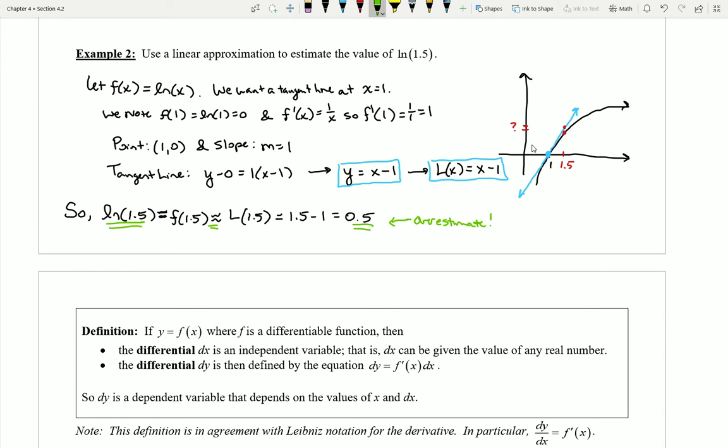And I can just easily tell that from the picture. So I would predict that when I go to my calculator and I type in natural log of 1.5, I'm going to get something a little bit smaller than this value. Now I'll leave it to you to go ahead and check this value on the calculator, but I'm very confident that I'm right in stating this is an overestimate.